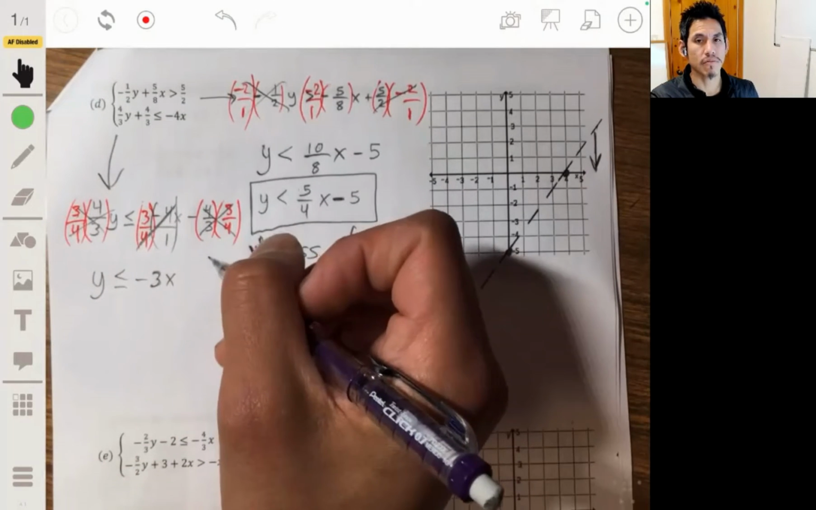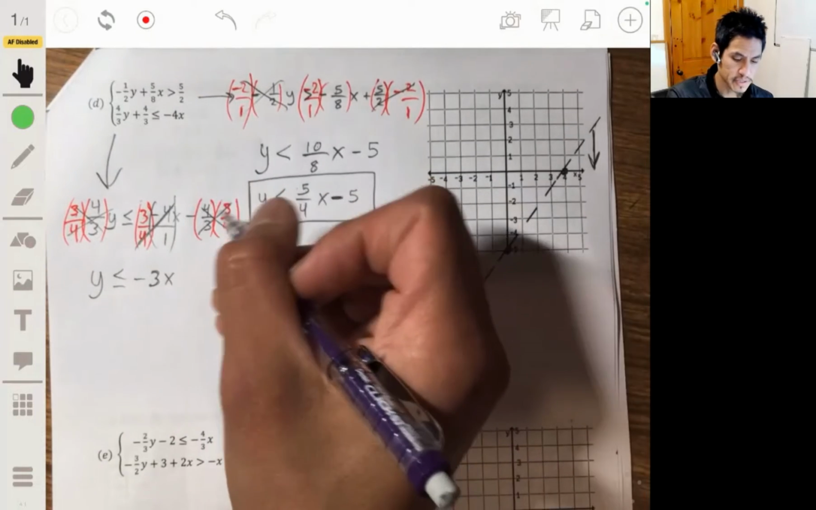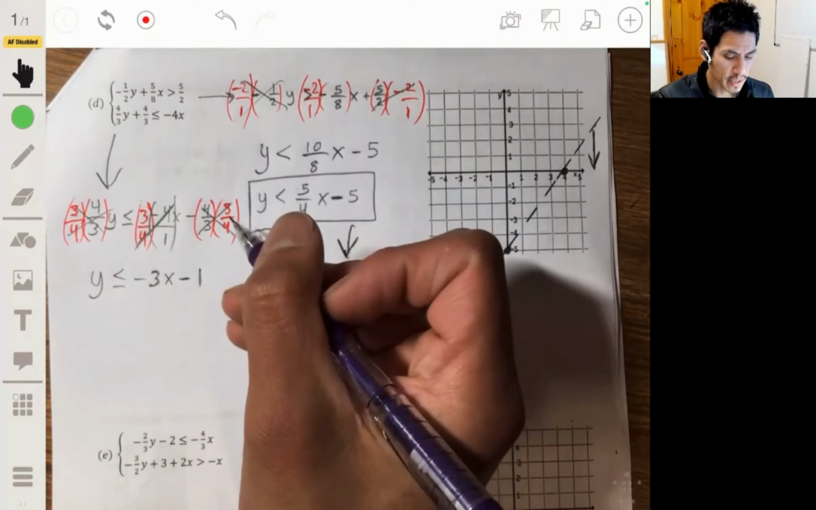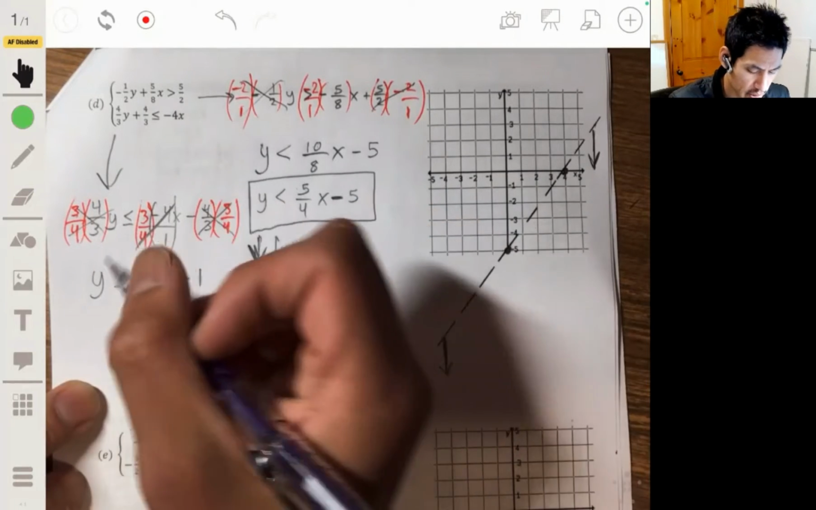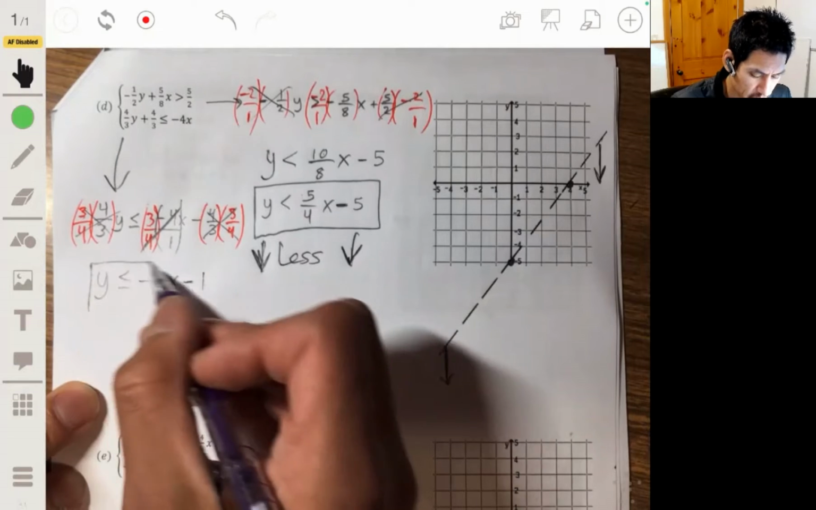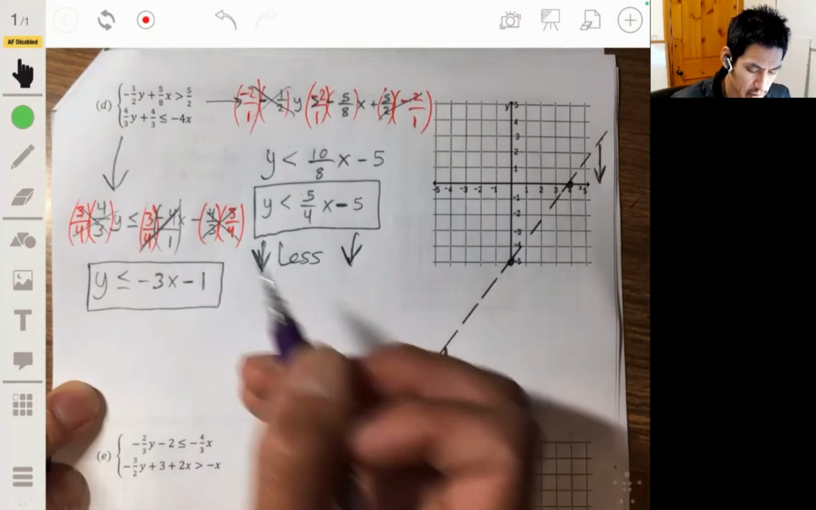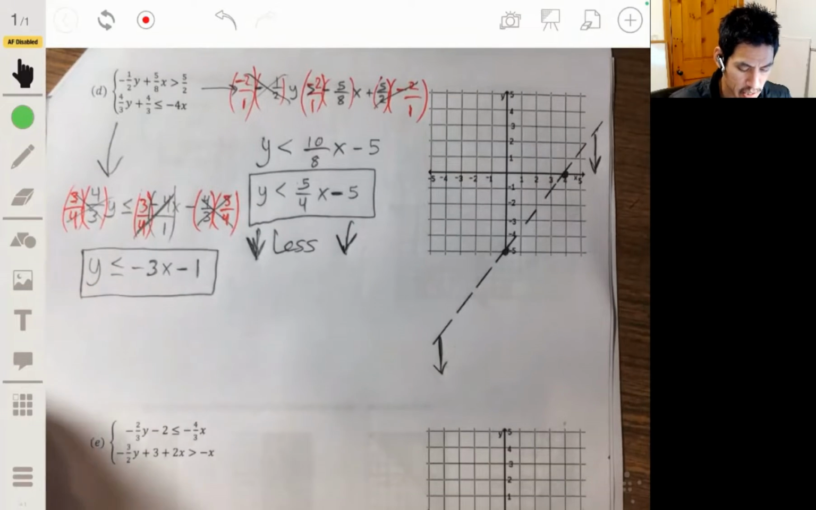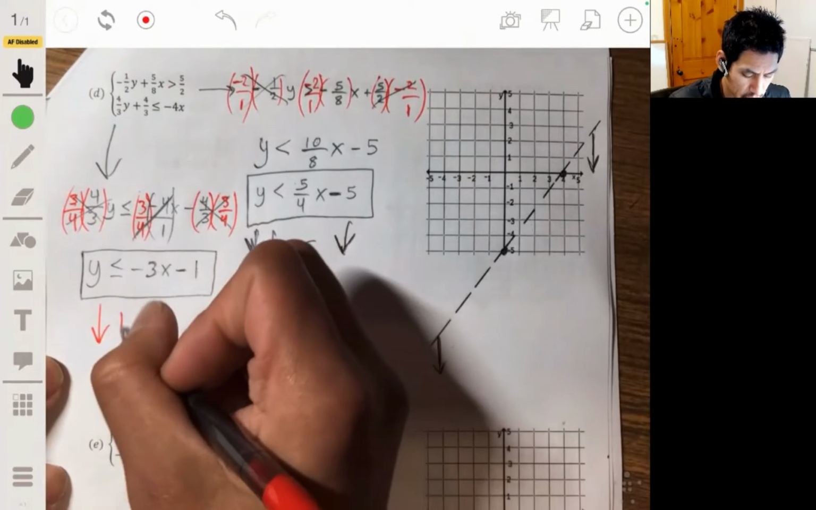A common mistake my students make is they'll just think this goes away and it's like 0. But this is just 1. Because these all simplify into 1/1. And don't switch the inequality symbol because we didn't multiply by a negative. So it stays the same direction. And again, we have less than, so arrows down.